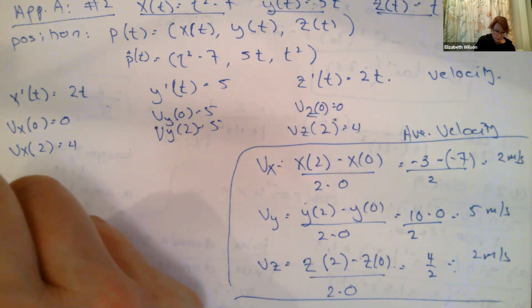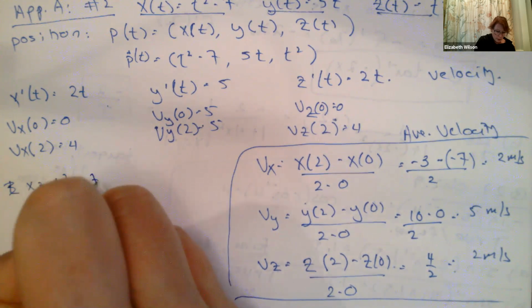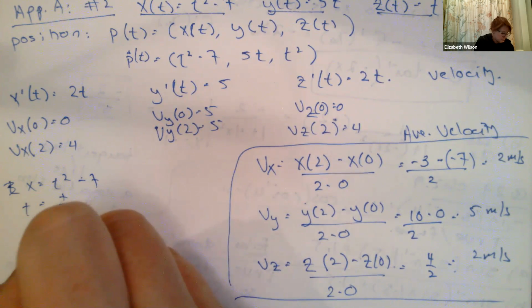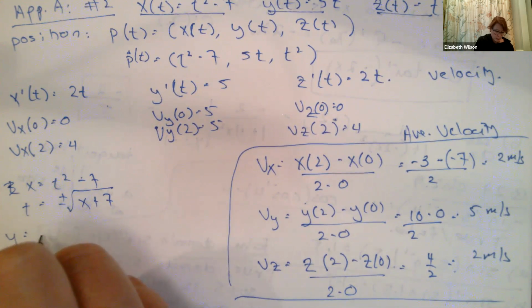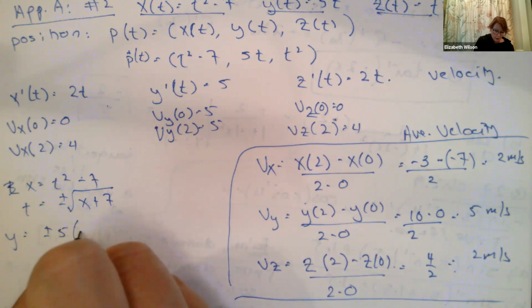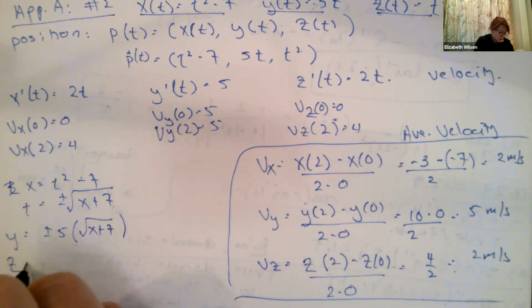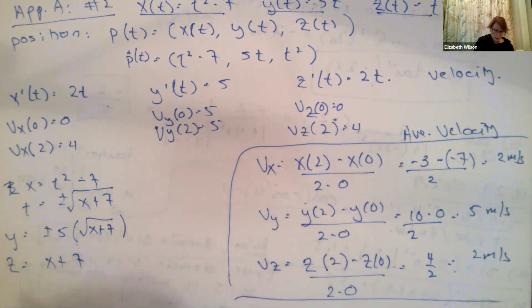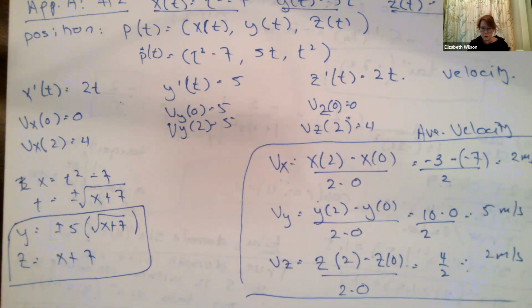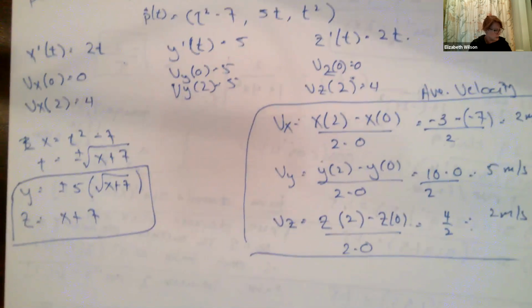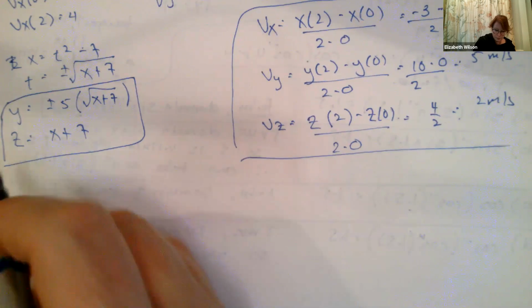So if x is equal to t squared minus 7, then t is equal to plus or minus the square root of x plus 7. Plug that into y, I'm going to get y equals plus or minus 5 times the square root of x plus 7. z equals x plus 7. I don't know, I can't remember. I don't have the questions in front of me, so I'm not sure if they asked us to solve for it. It was question number 2, question number 9 in Appendix A.